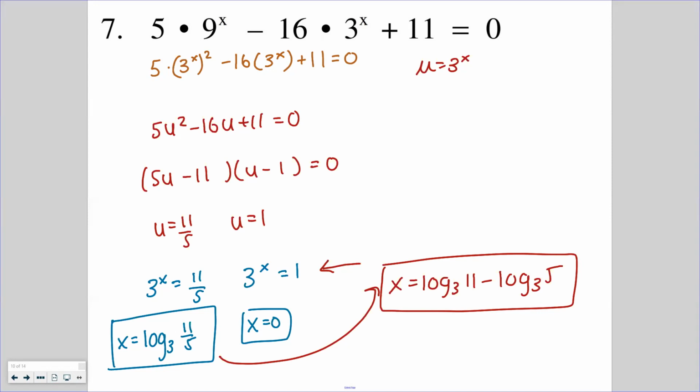All right, you're definitely going to see a problem like that, at least one of these on your test. Like I said, these aren't the most commonly missed problems, but they are tricky if you don't factor right or you don't simplify your answers.